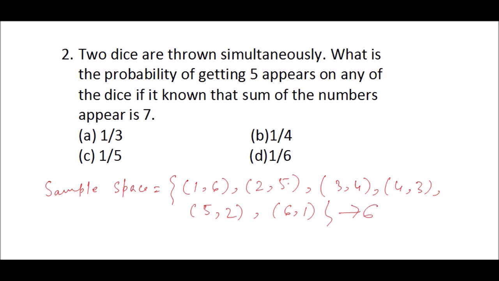What are the favorable outcomes here? Favorable outcomes are those where 5 appears on any of the dice. Here 5 appears on the second dice. Here 5 appears on the first dice. Therefore, our favorable outcomes are 2. And therefore, the required probability is 2 favorable outcomes divided by 6 total elements in the sample space. Therefore, it is 1 by 3. Therefore, the first option, option A, is the correct option.